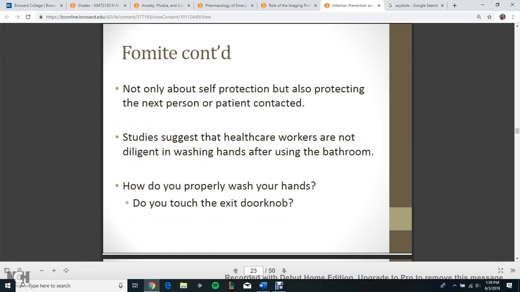It is not only about self-protection, but also protecting the next person or patient contacted. Studies suggest that healthcare workers are not diligent in washing hands after using the bathroom. That's disgusting. How do you properly wash your hands? Do you touch the exit doorknob?